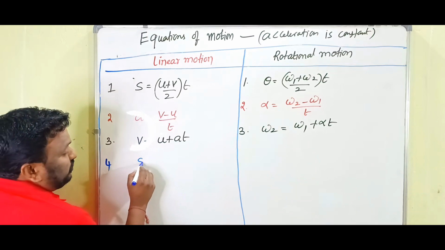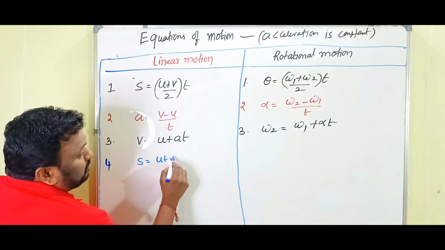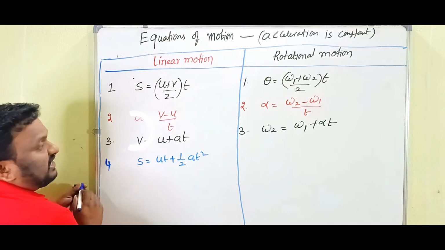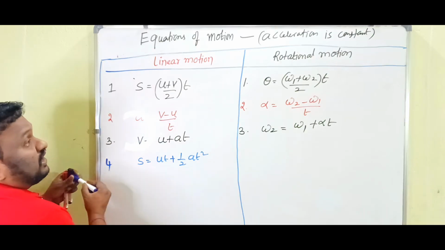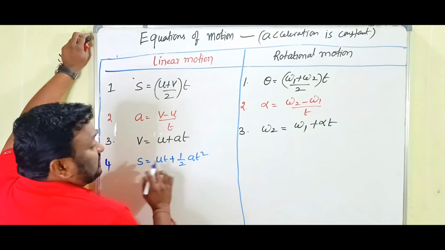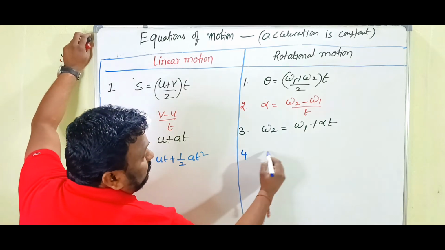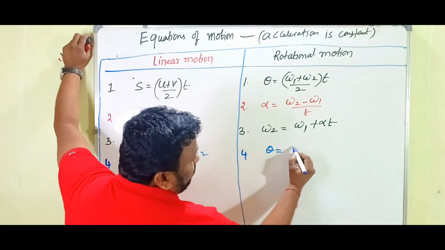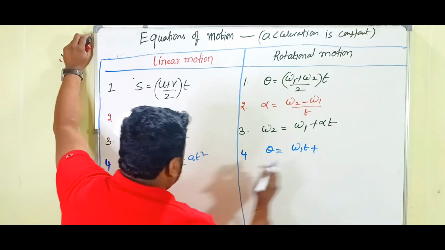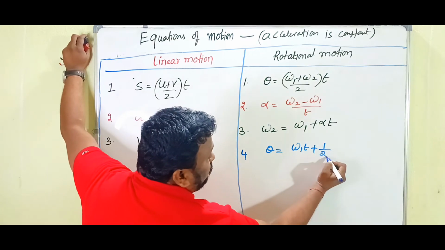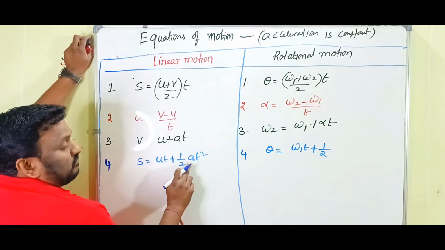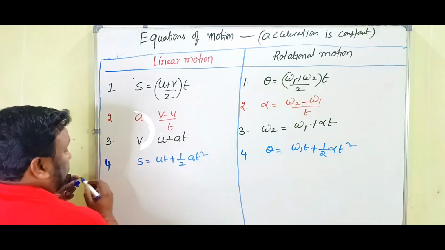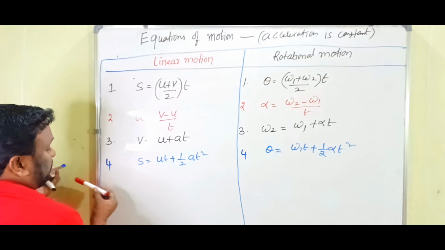Equation number 4. What we know? S is equal to ut plus half at square. So the same thing we are writing here now. In case of rotational motion, S is the displacement, here angular displacement is equal to what? Your initial velocity omega 1 t plus half into alpha, where alpha means acceleration, here angular acceleration. Clear, children?